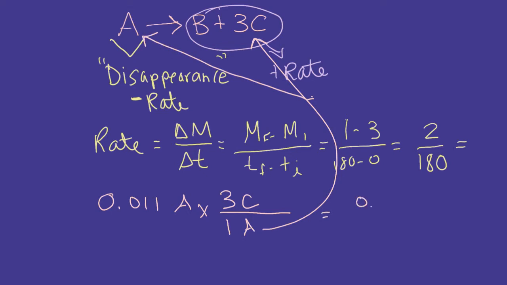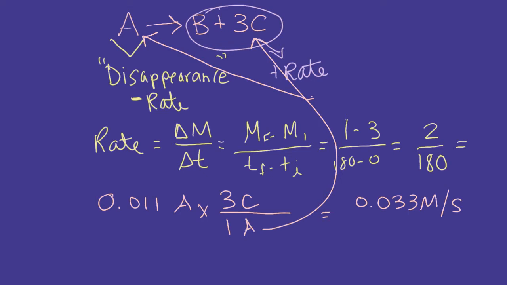So this would be 0.033 molarity per second. And you could also write these in scientific notation. That obviously would be awesome as well. And that would be the value for C. And this is also positive because it's forming.